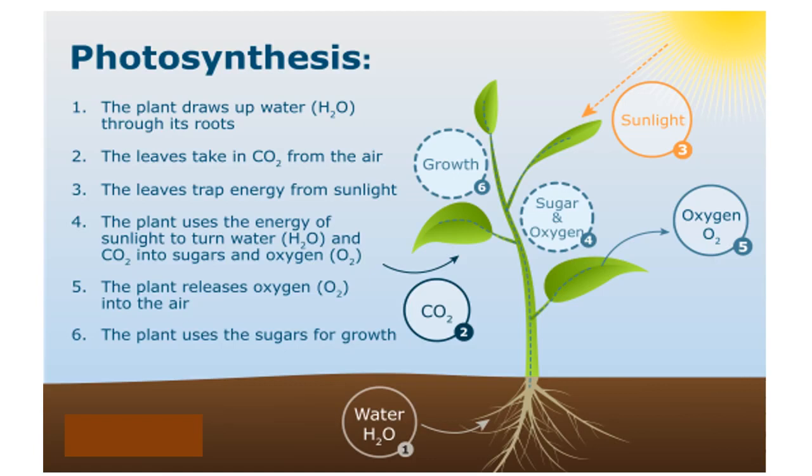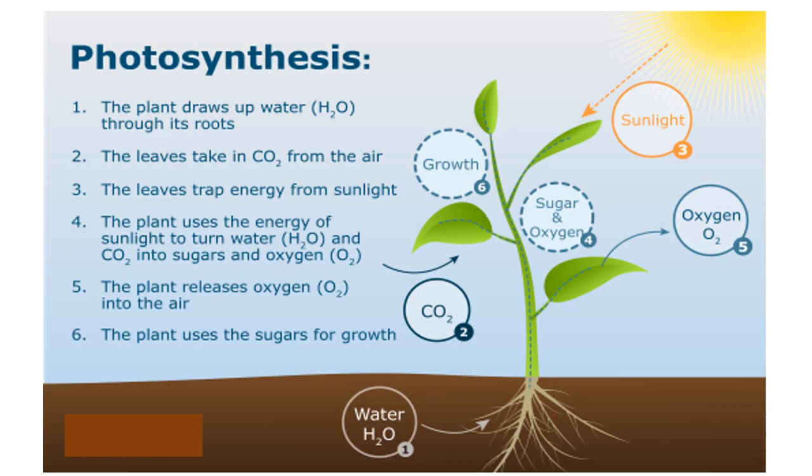Moving further, point number 2. The leaves take in carbon dioxide, represented as CO2, from the air. If we trace it down to the diagram, the circle with point number 2 is showing the same. Point number 3. The leaves trap energy from the sun. It can be easily spotted with the orange circle labeled as sunlight.